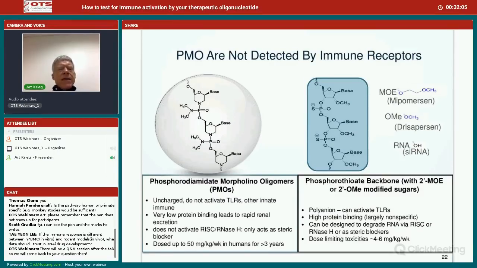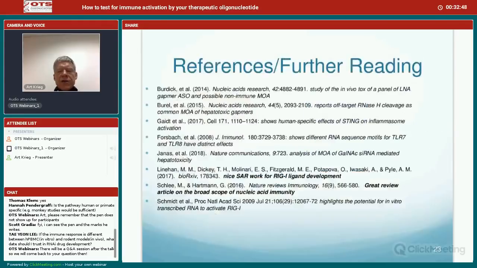One more point I want to make, if you are working with PMOs, the morpholino oligos, you don't have to worry about most of this because the morpholinos have a neutral backbone, and that seems to avoid interaction with the innate immune pathways. They don't appear to activate complement, they don't activate TLRs. Now, because they have a neutral backbone and they don't bind proteins, they're also excreted very rapidly. But I did just want to make the point that what I'm talking about today with innate immune recognition of nucleic acids is really more for the phosphorothioates and the various flavors of phosphorothioate modifications.